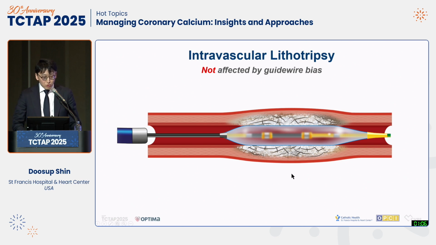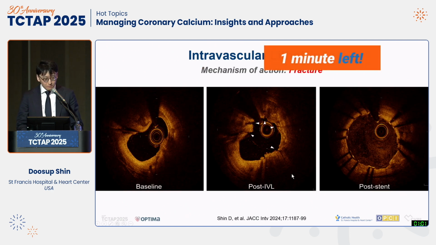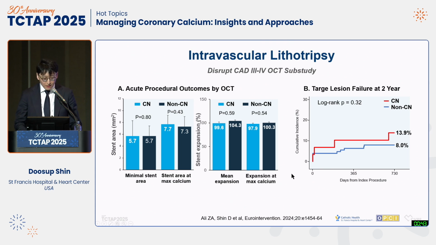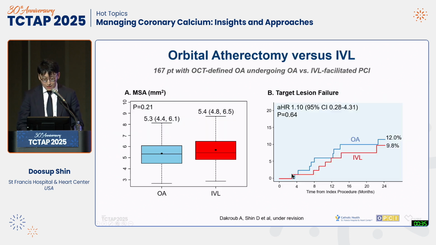Intravascular lithotripsy, which was recently introduced in South Korea, is not affected by guide wire bias because it's a balloon-based strategy. The mechanism of action is the same: you achieve fracture of the calcified nodule. Even though you don't see the fracture in the OCT, when you do micro CT, you'll be able to see these kinds of fractures. And in a recent study from Disrupt CAD, we showed that IVL is safe and effective for calcified nodule, although this is a very small study.